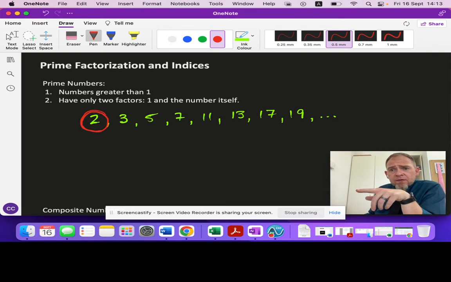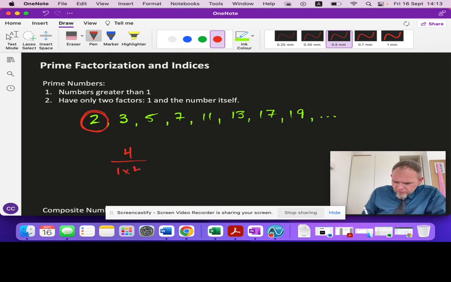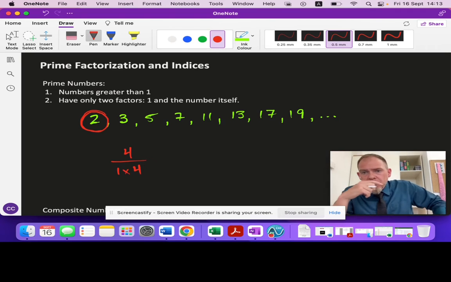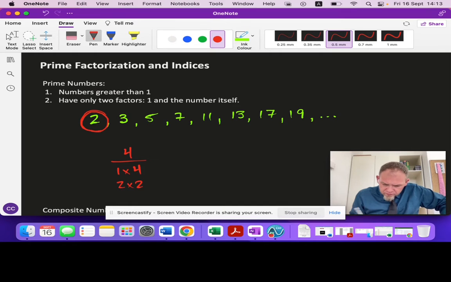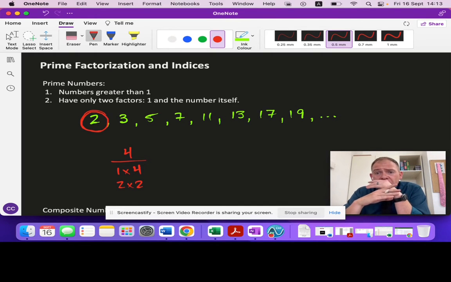And that makes sense because if we look at the next even number, which would be 4, I can write 4 as 1 times 4, and if that was the only way I could do it, that would make it prime. But I can also write it as 2 times 2, which means that it's not prime. So 2 is a factor of all even numbers, because all even numbers are multiples of 2. So any other even number is automatically not prime.